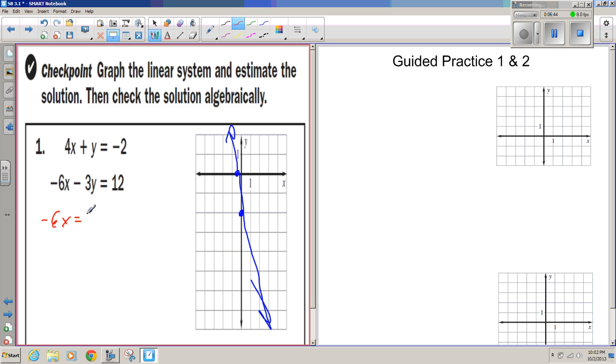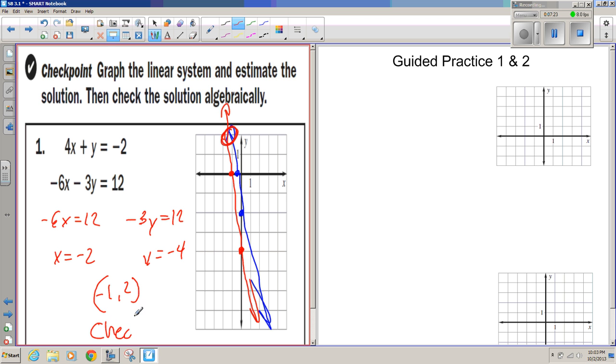So -6x equals 12. That tells me the x-intercept is -2. I know that -3y equals 12. So that means y equals -4. And then when we graph this, I'm going to say the solution is right there. So I'm going to say the solution to this system should be -1, 2. And we would only know if we were correct if we checked the answers.